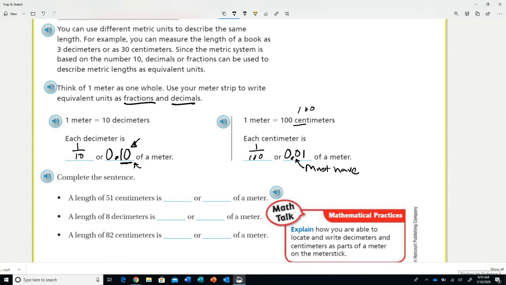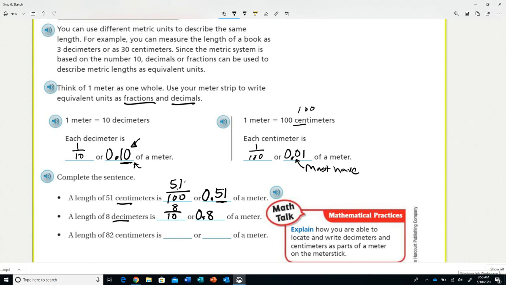Let's go ahead and move on, see if it comes up again. Okay, complete the sentence. A length of 51 centimeters or blank is blank or blank of a meter. Okay, so again, our key here is centi. So I'm going to start with the fraction, and I'm going to say it's 51 hundredths or 0.51. And you can really see the connection here with the 51 here, and then you really see the 51 right there. A length of 8 decimeters, so deci here meaning 10. So you'd have 8 tenths or 0.8.